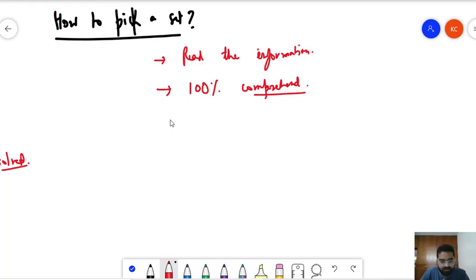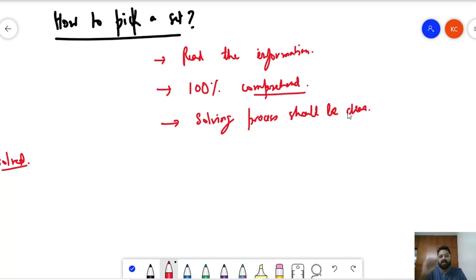Okay. And third thing is the solving process should be clear. What I mean by that is, I'll make this table, these will be the headings of the columns, these will be the rows, and these are the values I'll put, and this is how I will calculate some of the values, or whether I have to calculate the percentage. So the solving process, step number one, two, you are totally understanding what you are supposed to do. Step number one, two, three, getting the answer.